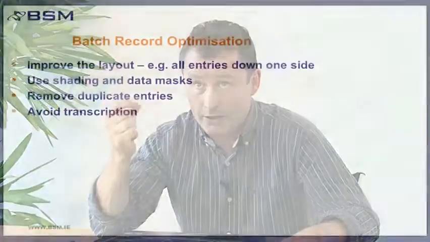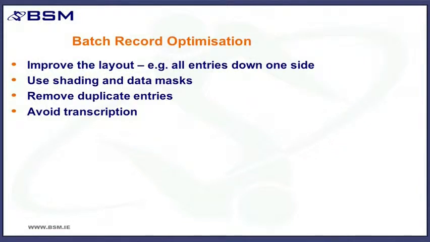So first I'm going to talk about batch record optimization. So very simple, this is not complicated. So if you want to improve your batch record, what kind of things are you going to do to it? So firstly, you're going to improve the layout of the document. So rather than having data entry all over the sheet, and I will show you an example in a moment, a thing you might do is you might put all the manual entries down one side of the document. You might use shading and data masks to make it easier for people to see where data is supposed to go. Certainly, you would aim to remove duplicate entries.